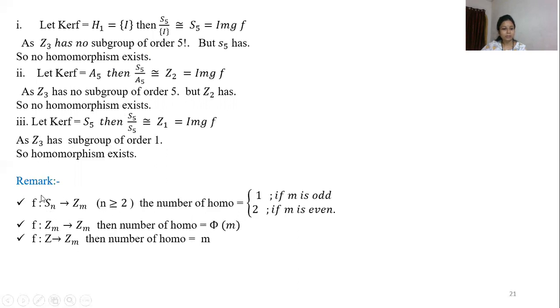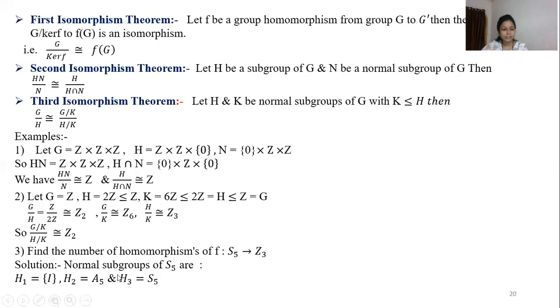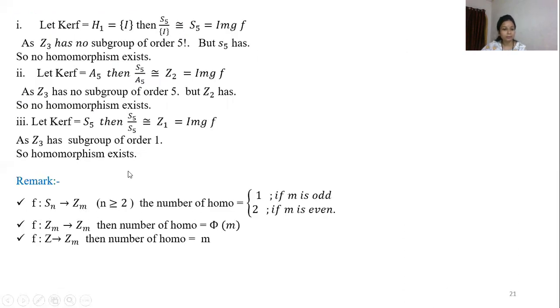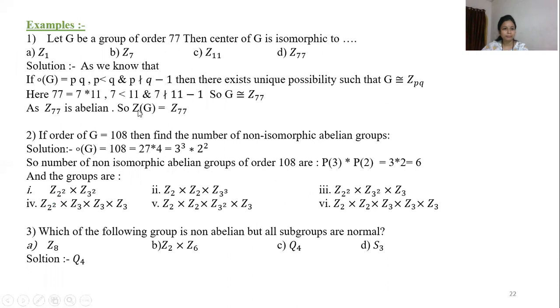Remark, this is an important remark. Whenever my mapping F is from Sn to Zm, where n is greater or equal to 2, the number of homomorphisms depends totally on m. If m is odd, there is only one homomorphism. If m is even, there are two homomorphisms. In the previous example, 3 is odd, therefore it has only one homomorphism. If F is from Zm to Zm, how many homomorphisms? Phi of m. And if F is a mapping from Z to Zm, how many homomorphisms? Total number of homomorphisms is m.